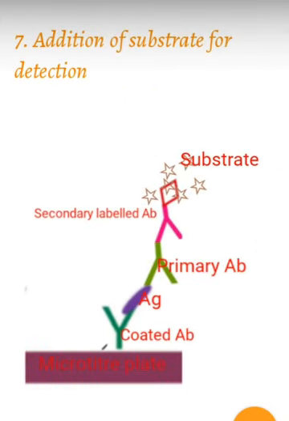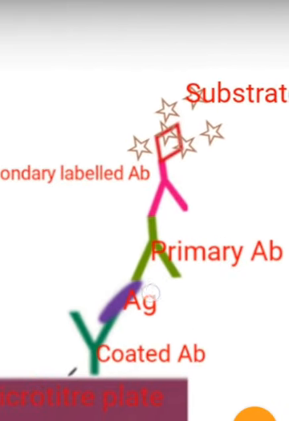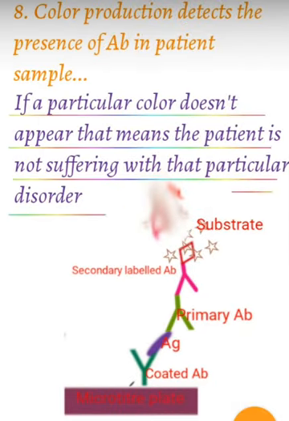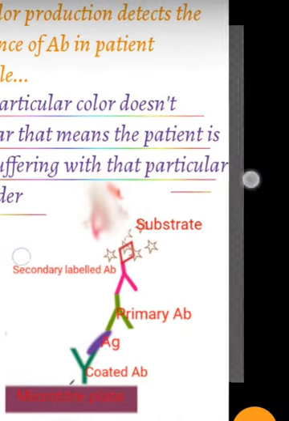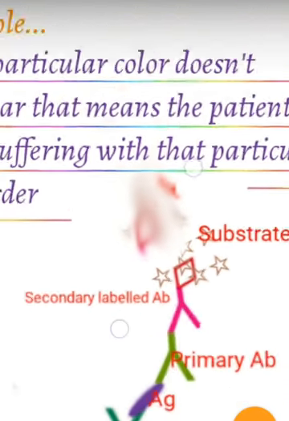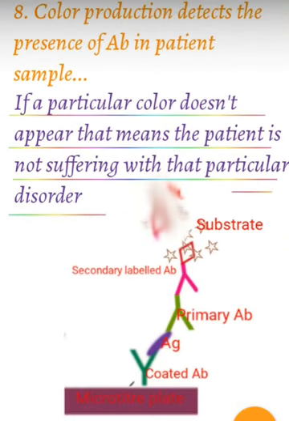Then the last step is addition of substrate for detection. You will add a particular substrate for that particular enzyme. If the whole process has occurred, then the enzyme would be there, and if the enzyme is there, obviously you are going to get the particular color as a result. If the particular color doesn't appear, that means the patient is not suffering from that particular disorder.